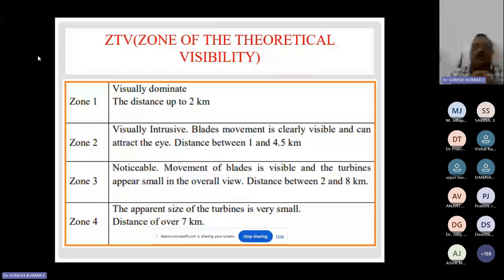Those who are traveling from Nagercoil to Chennai on the highway by bus, you can see Muppandal. There, the wind turbines you can see from a large distance. If you are continuously watching that, you can feel how it is affecting your eye. Then zone 3 is noticeable. Movement of blades is visible and the turbines appear small overall, at a distance of 2 to 8 kilometers. And zone 4, the apparent size of the turbine is very small, over a distance of 7 kilometers. Like that, visually dominant is first, up to 2 kilometers. Then imagine the people staying around this area daily, how they are suffering.